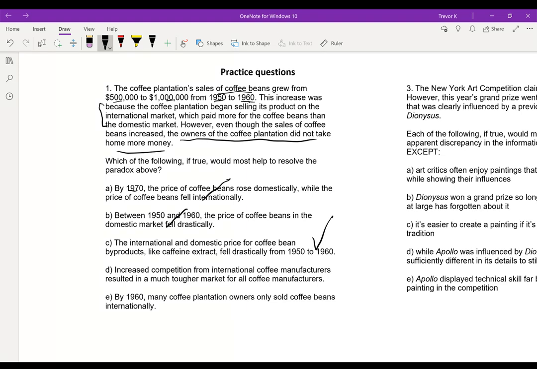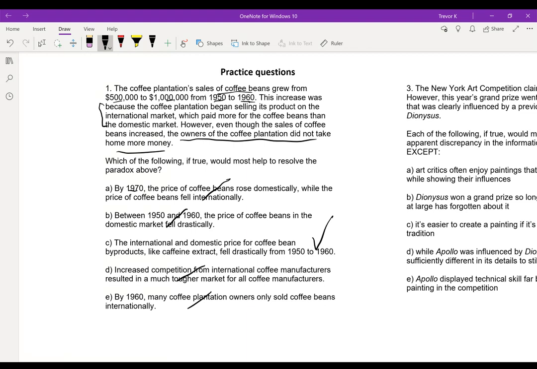So in a test situation, once I found this, I'd be happy. I'd just select it. But in this practice situation, let's go through the rest of them and explain why the rest of them don't make sense. D, increased competition from international coffee manufacturers result in a much tougher market for all coffee manufacturers. That may be true, still doesn't explain why your sales would double and you wouldn't take home more money. So D doesn't work. And E, by 1960, many coffee plantation owners only sold coffee beans internationally. That doesn't matter.